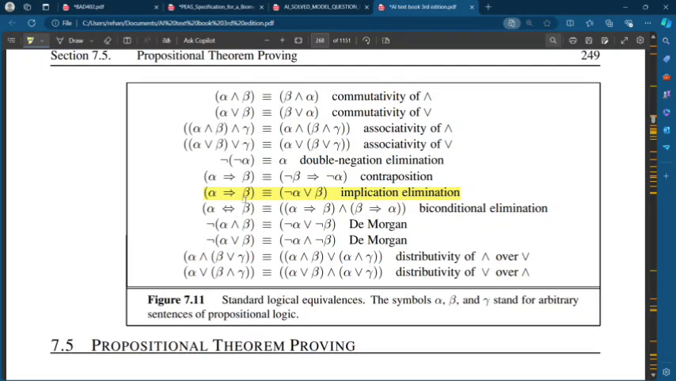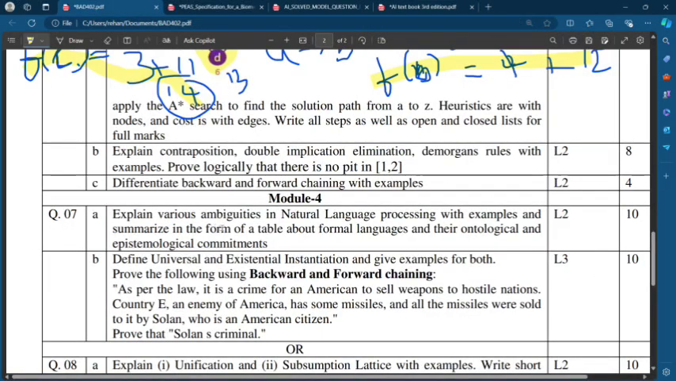This textbook did not write everything completely. P implies Q, contraposition. You can see, right? Here alpha implies beta is there, then the contraposition will be negation beta implies negation alpha, by conditional elimination. Then I have to remove this double, what is it, double implication elimination.